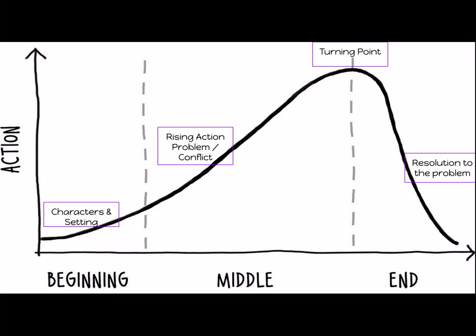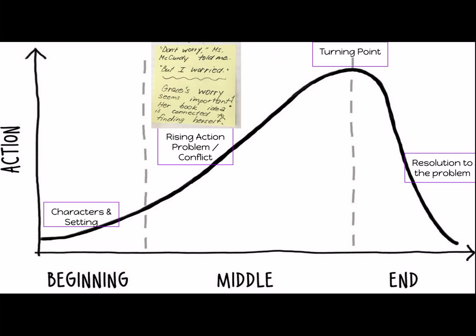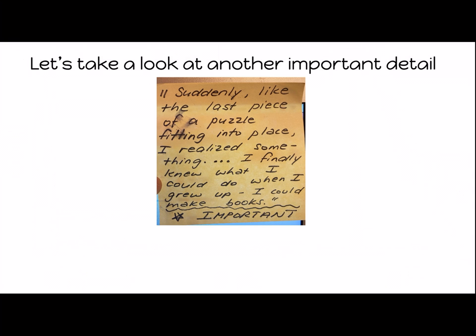Okay, let's take a look at the story arc. In your discussion, you may have put that note as the problem, the conflict, that Grace is really worried about finding herself. And so we can place that really important post-it note right on the story arc at the problem point. But because we're connecting details, let's look at another important detail.